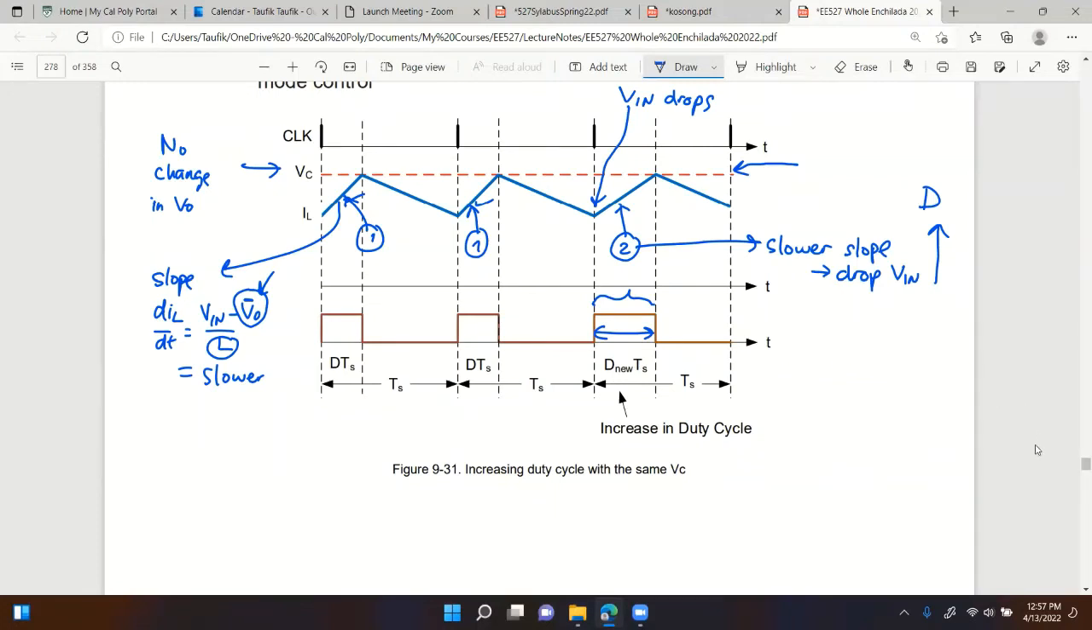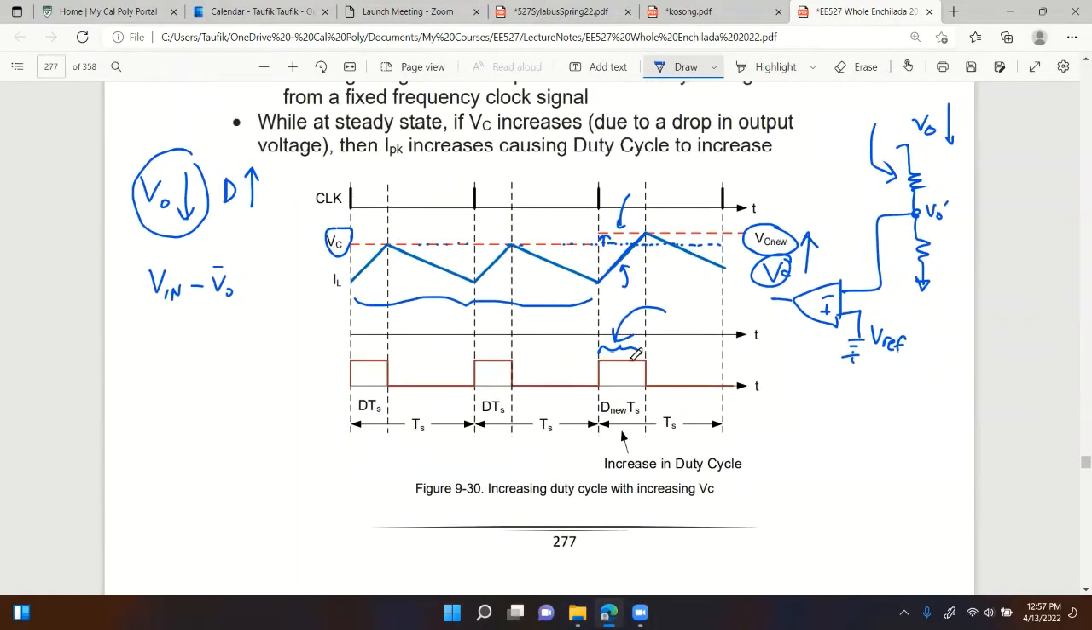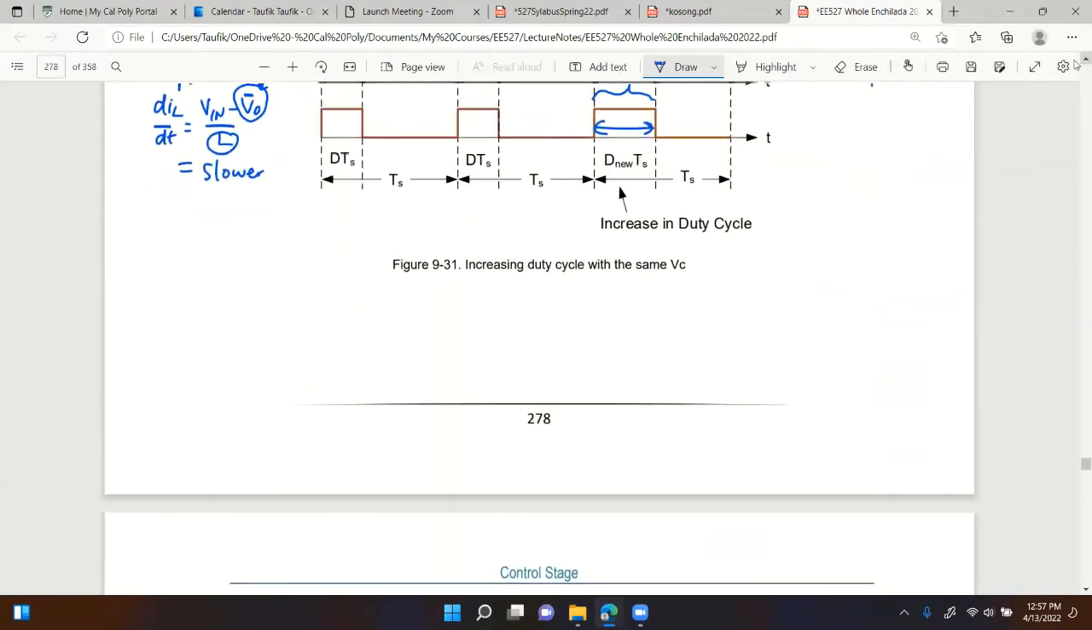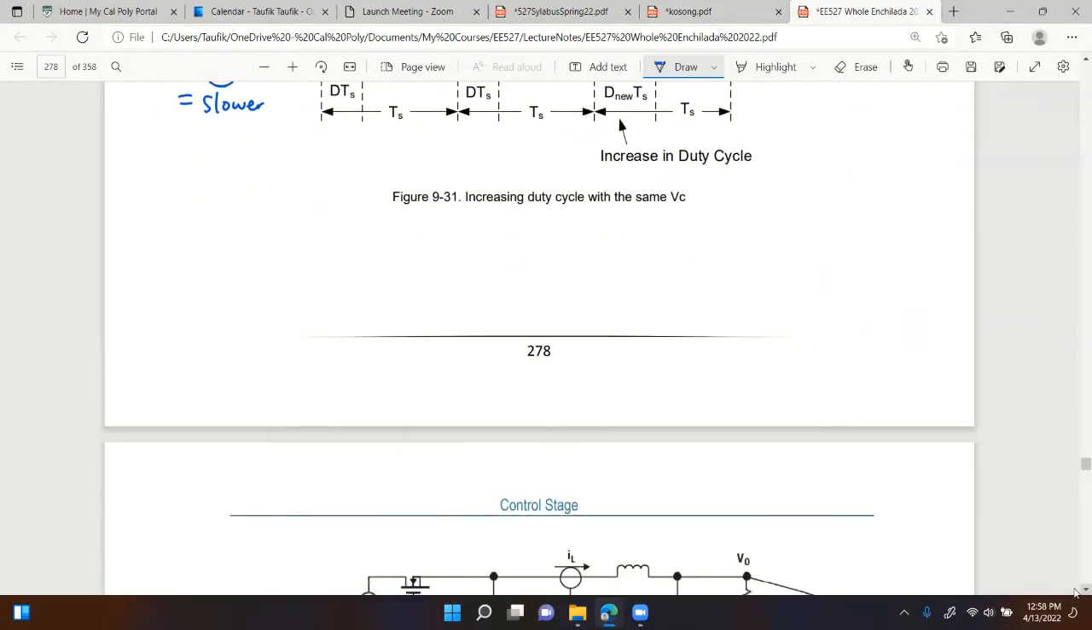It compensates for both a change in the output voltage and a change in the input voltage. I already demonstrated to you that if the output voltage changes, then the duty cycle changes right away. If the input voltage changes, then the controller will see that right away. Awesome. Any question on this?